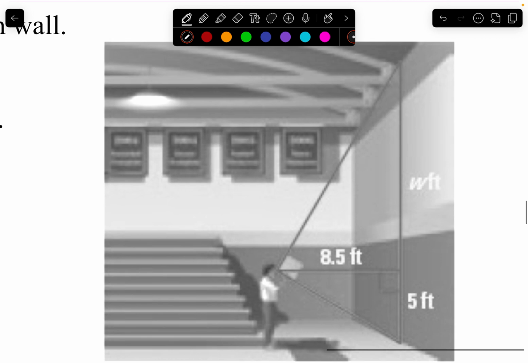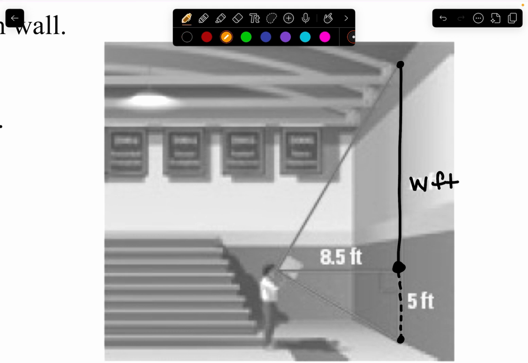Well, if we look at this picture, hopefully you can see that from here to here is what we don't know. That's W feet. But I do know that from this point right here to the bottom of my wall is 5 feet. So I already know part of the height of my wall, okay?